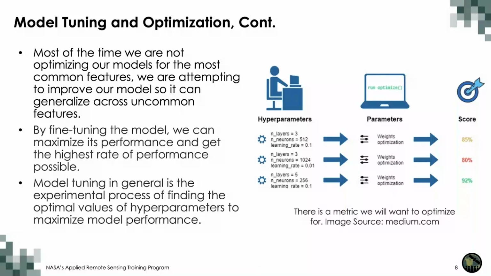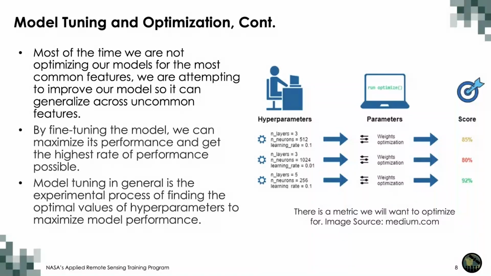Finally, from the model tuning, this is just an experimental process. And the idea is to find those optimal values for those hyperparameters to then maximize our performance. But we are not going to get there on the first try because there are many ways of tuning these models. And on the right-hand side, we're just kind of showing how the workflow looks like.